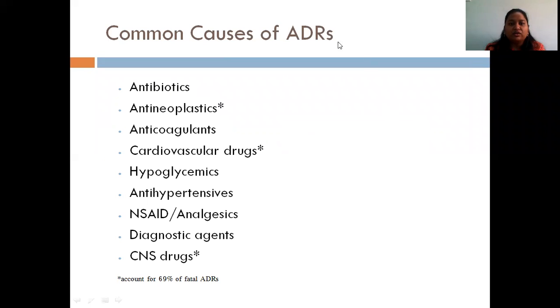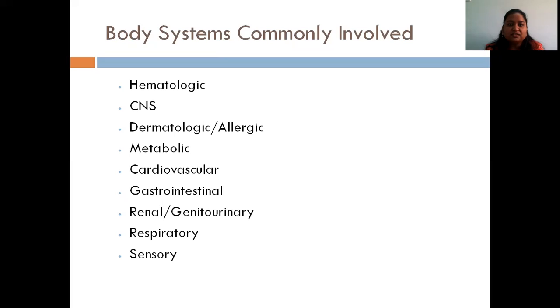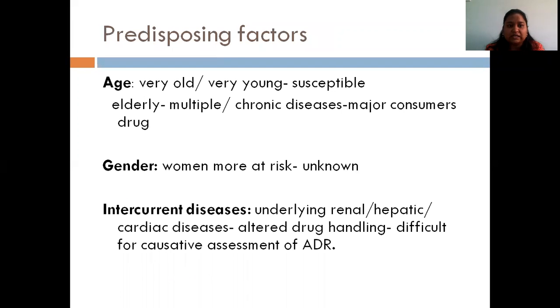The common causes of the ADRs are these drugs. Around 69% of the fatal ADRs have been reported to be caused by this class of drugs. The body systems commonly involved are hematology, the central nervous system, dermatology, the kidney, and the liver. All these organs and body systems are commonly involved in causing the ADR.